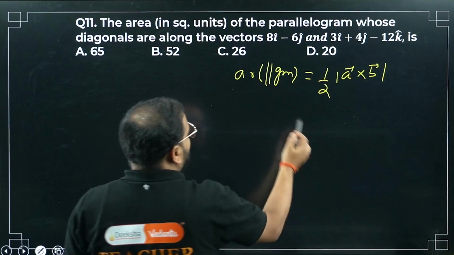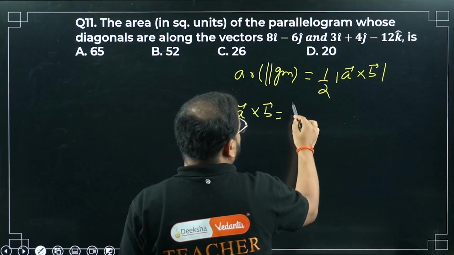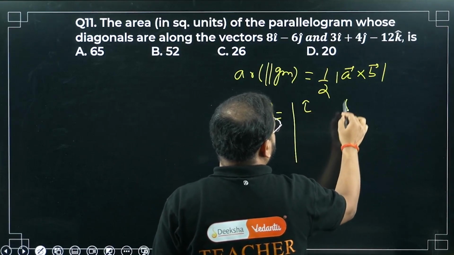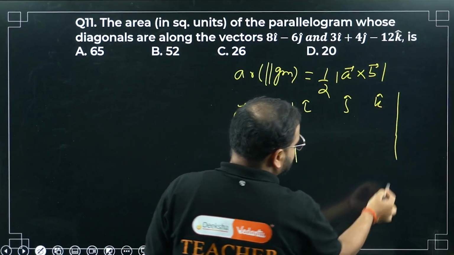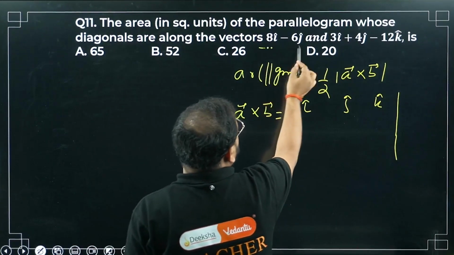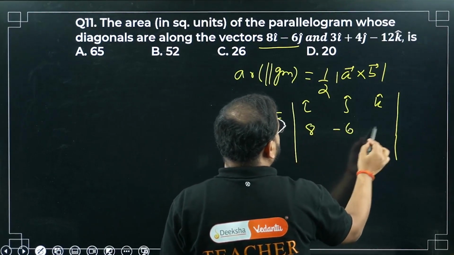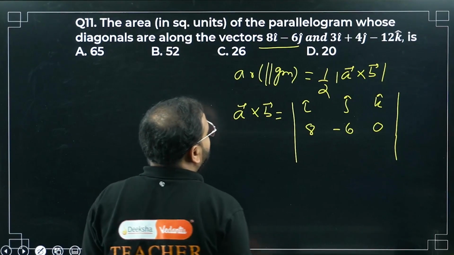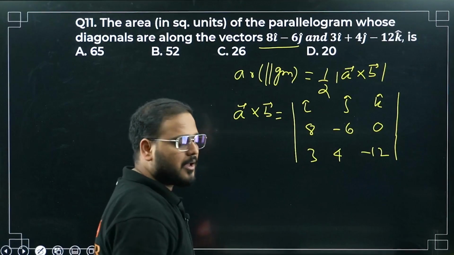So how would you find A cross B? First, A cross B would be given by, I write here i cap, j cap and k cap. Please write the second and third row elements. The second row element will be 8i minus 6j, so 8, minus 6 and 0. The third row element will be 3, plus 4 and minus 12.